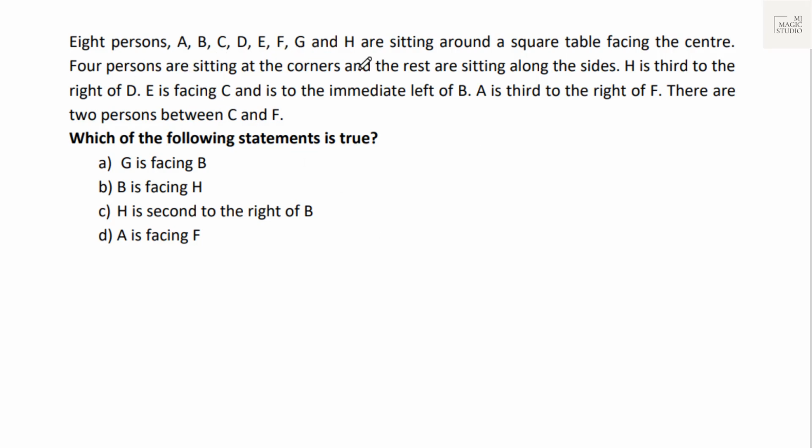8 persons A, B, C, D, E, F, G, H are sitting around a square table facing the center. Facing the center is easy to handle because our left will be their left, our right will be their right. 4 persons are sitting at the corners, 1, 2, 3, 4, and the rest are sitting along the sides. 1, 2, 3, 4. H is third to the right of D.